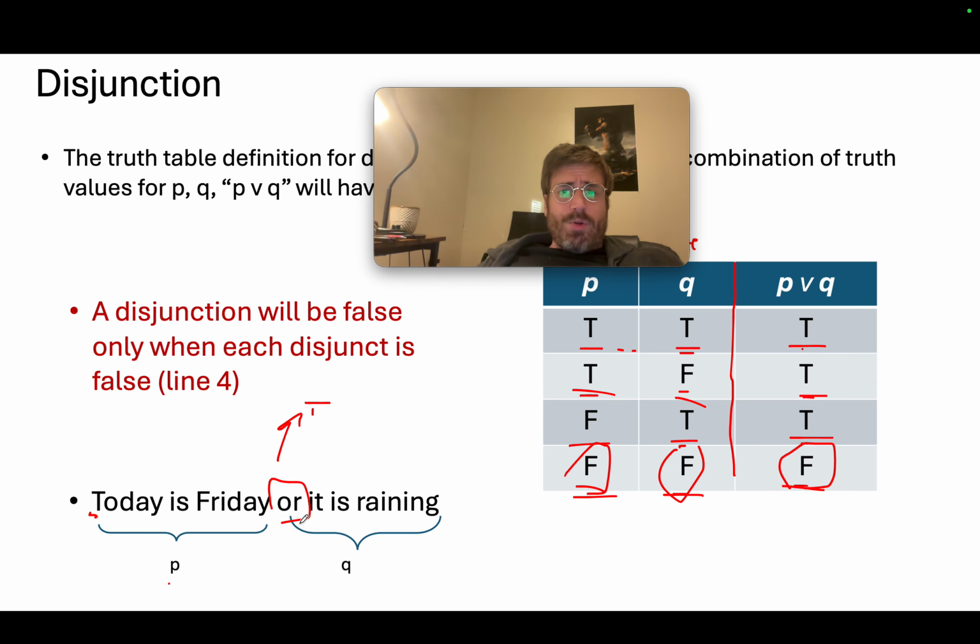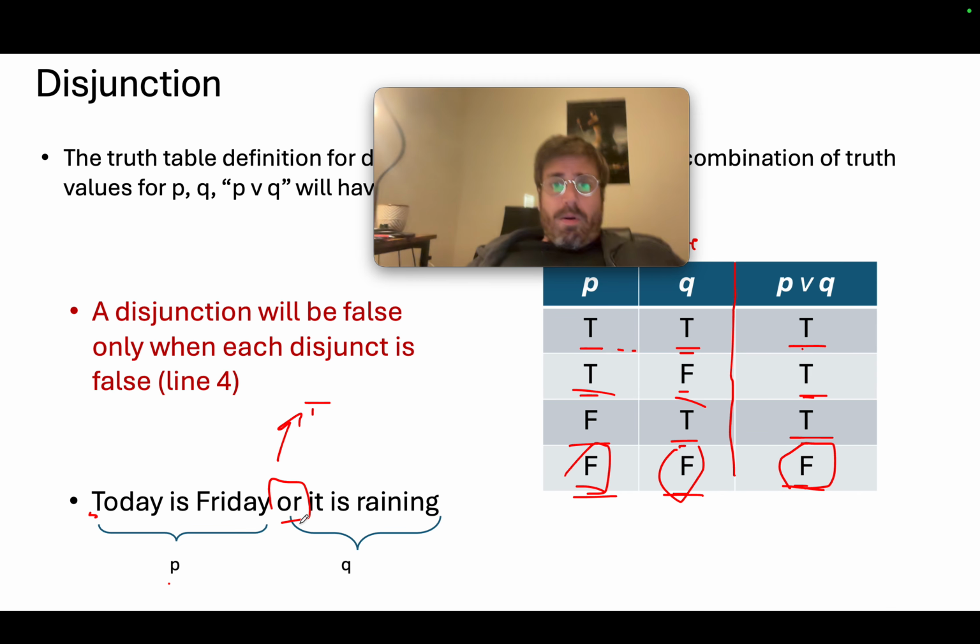And that makes intuitive sense. If I say either it is sunny out or it is raining out, well, only one part of that speech has to be true in order for the sentence as a whole to be true, right?